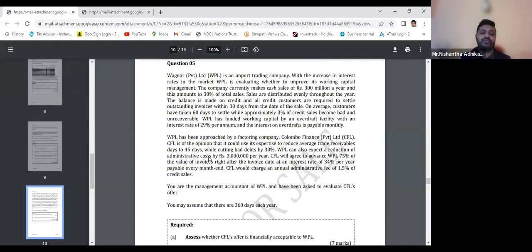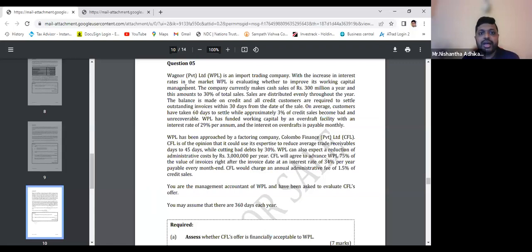Question number 5. This is relating to factoring, working capital management, 10%. Anyway, in each and every exam, 10 marks will be allocated to working capital management. It's a mandatory question. Remember, mandatory. This will include introduction to working capital management, cash management, receivable management, inventory management, payable management. All aspects will be available, but you have to learn. Here it is receivable management, part of the receivable management.